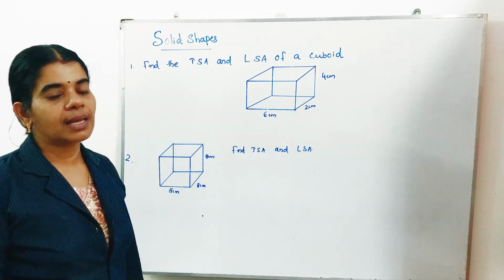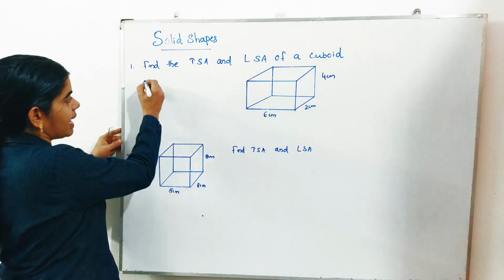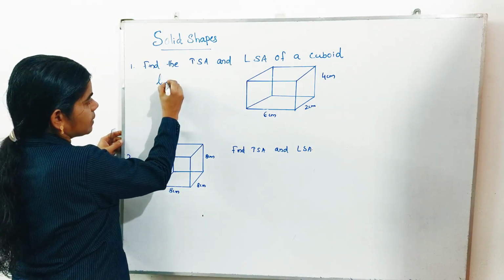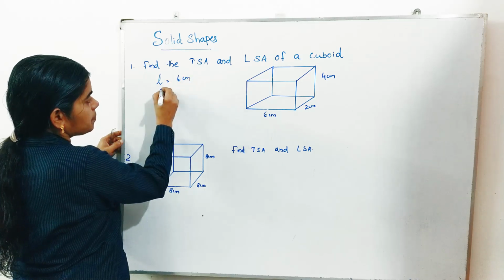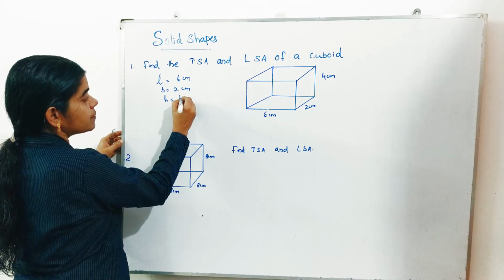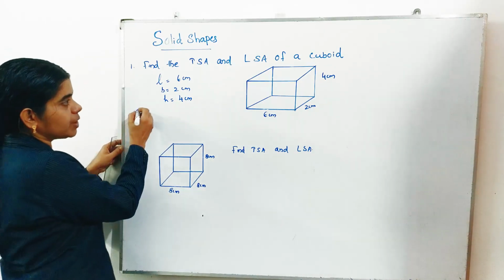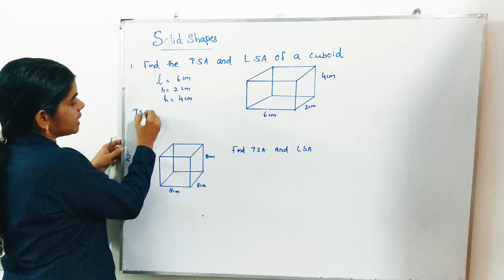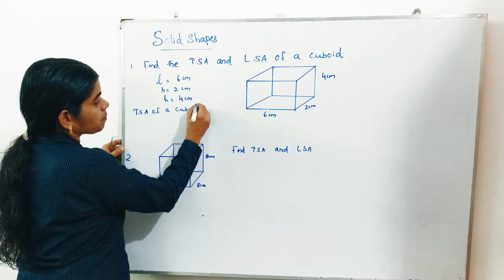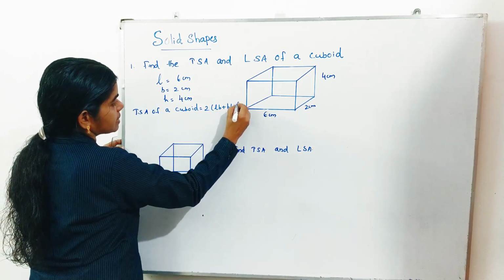We can take L, B, H, length, breadth, height, any one we can take as. I am taking L is equal to 6 cm, B is equal to 2 cm, H is equal to 4 cm. Then you know that the total surface area of a cuboid is equal to 2 into (LB plus BH plus LH).